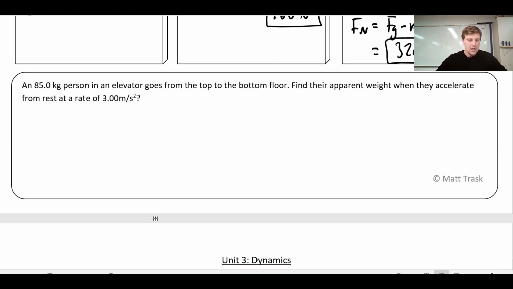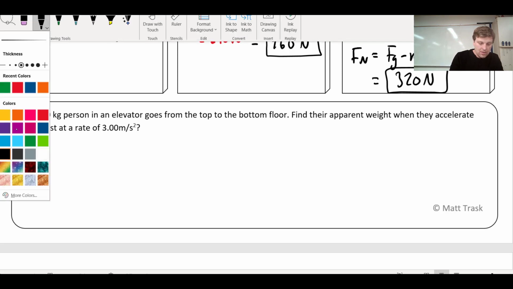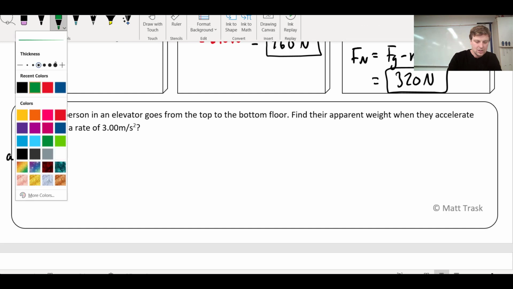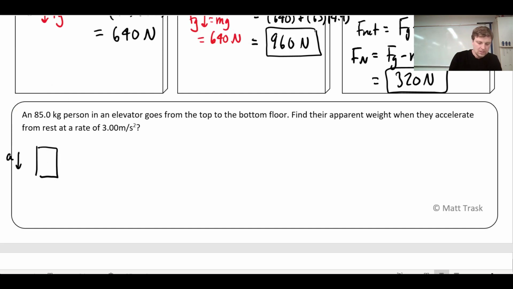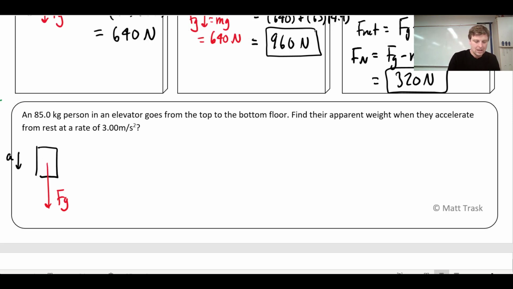Okay, so last question. An 85 kilogram person in an elevator goes from the top floor to the bottom floor. Find their apparent weight when they accelerate from rest at a rate of 3 meters per second squared. So they're on the top floor and they're going downwards. Okay, so I'm just going to make a note. I don't usually write accelerations in my free body diagram, but I just want to point out that the acceleration is downwards, or accelerating from rest downwards, which means my force of gravity is a certain length. And if I'm accelerating downwards, then the normal force has to be smaller than the force of gravity.